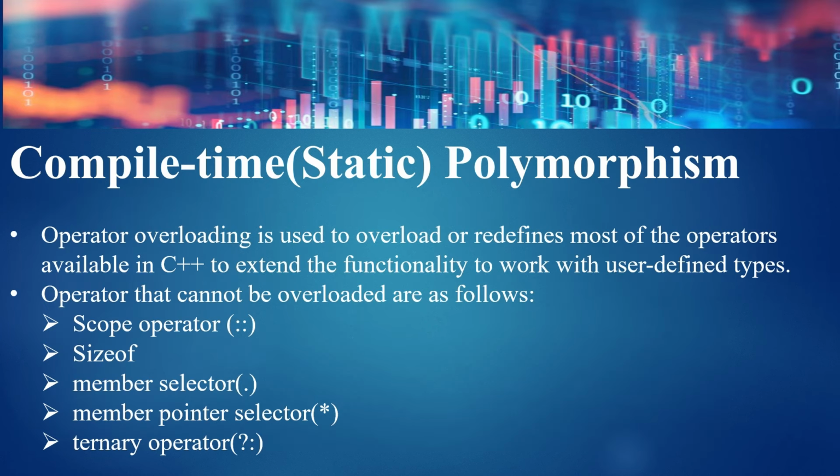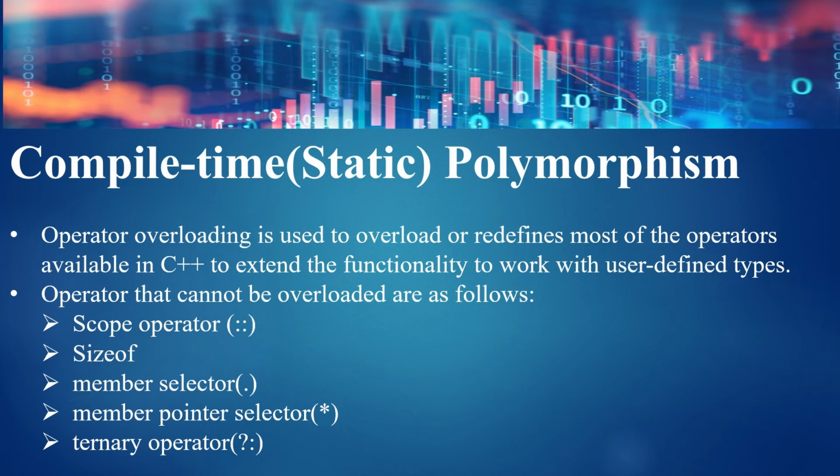The other type of compile time polymorphism is your operator overloading. Now, what is operator overloading? Let's say you have a class, you have some objects of that class. Now, let's say you want to use some operators on those objects. By default, you cannot do this.